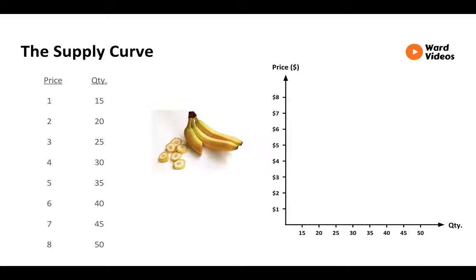An individual supply schedule is for one firm, e.g. Bananas XYZ, while a market supply is for all firms, e.g. Bananas R Us plus Bananas XYZ plus Bananas Co.